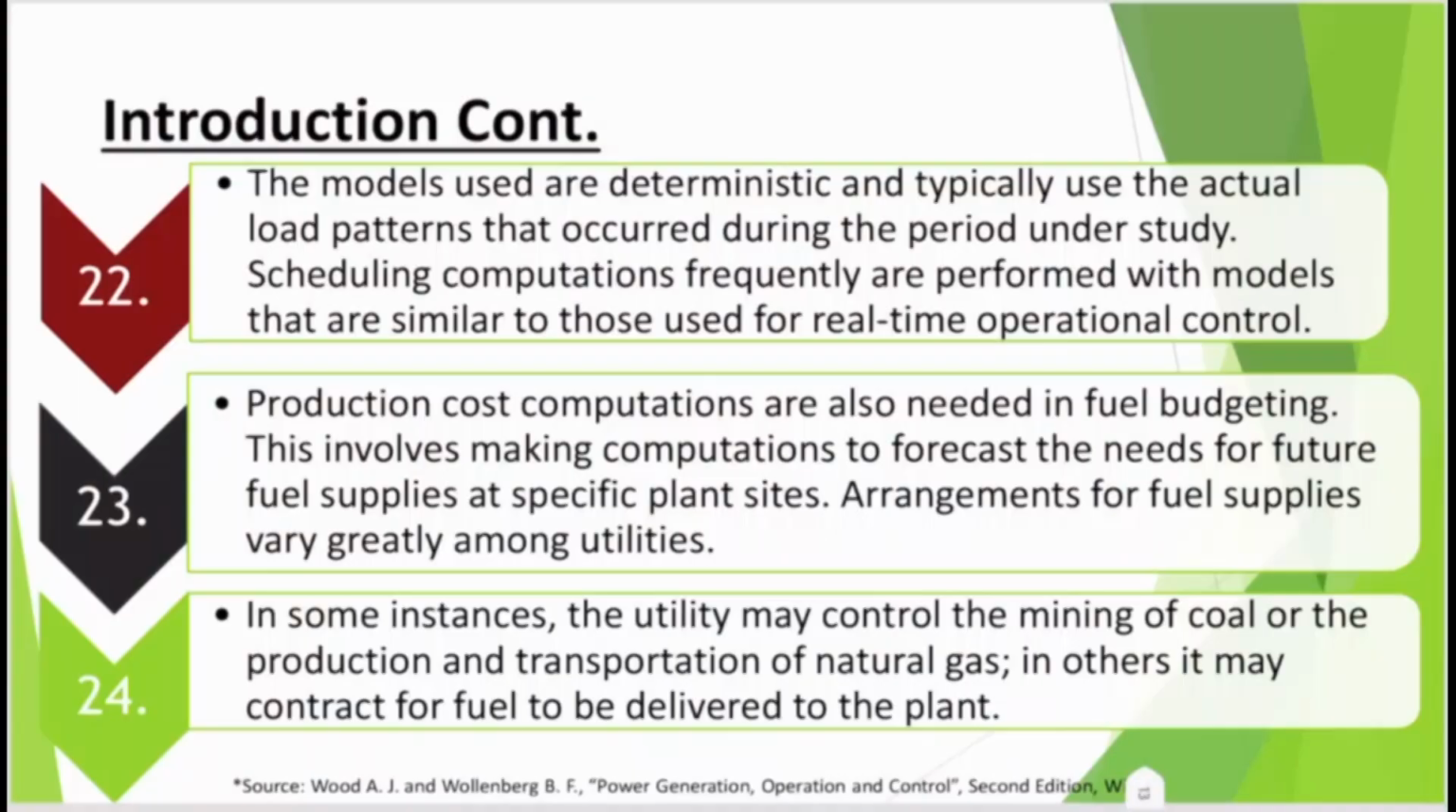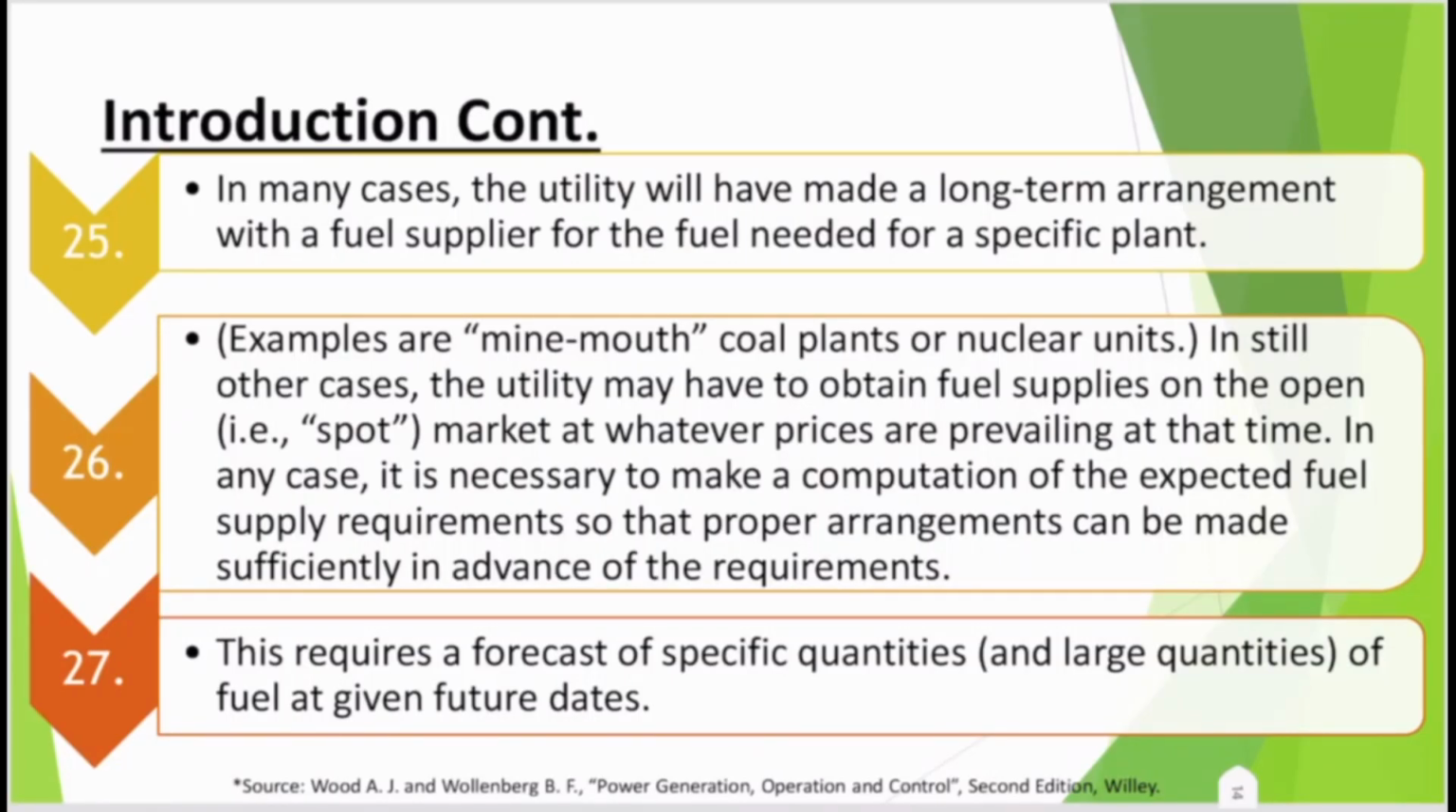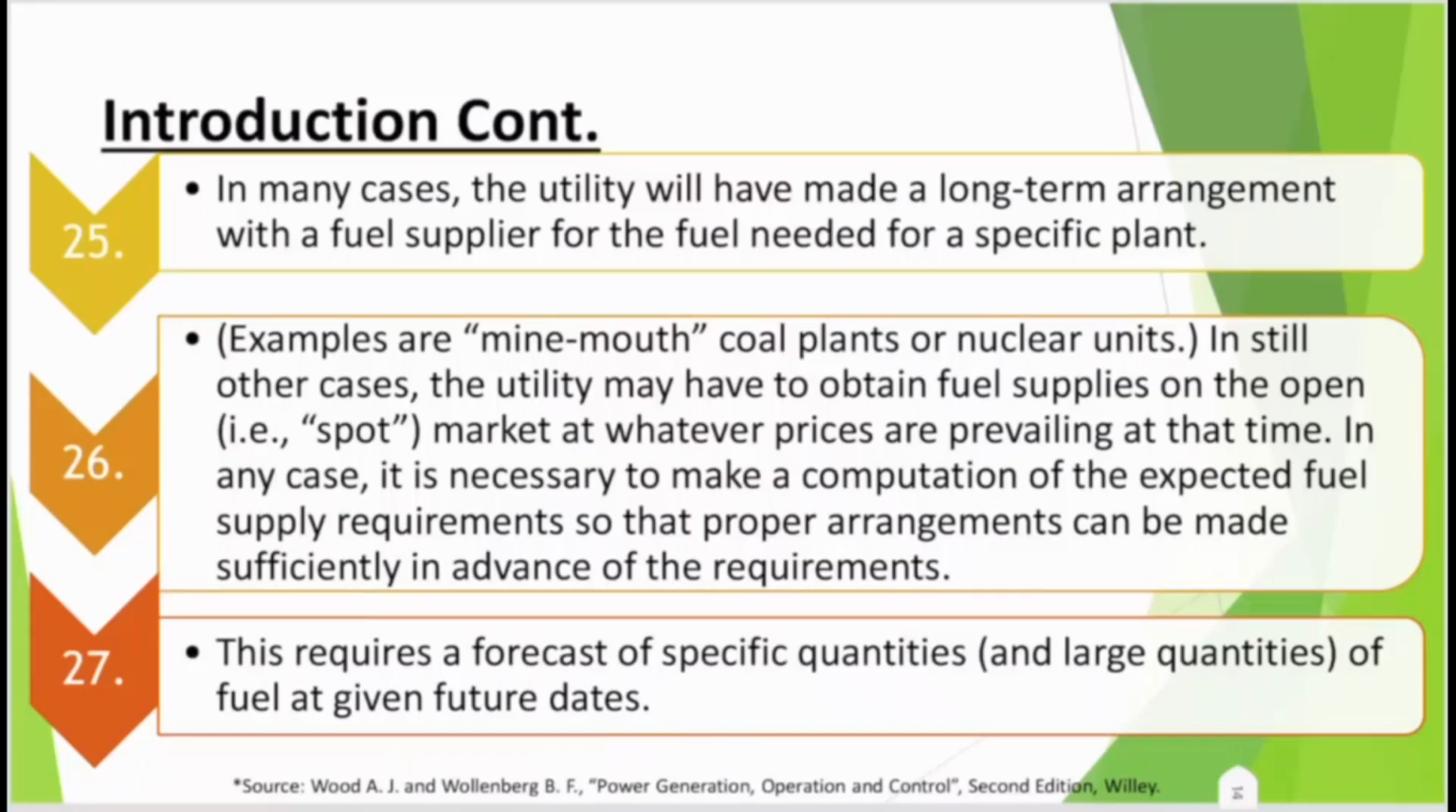In some instances, the utility may control the mining of coal or the production and transportation of natural gas. In others, it may contract for fuel to be delivered to it. So the cost of fuel is very, very difficult to predict. In many cases, the utility will have made a long-term agreement, maybe a cost of rupees X for 1 year, so that you are not exposed to variation in prices from market behaviors, with a fuel supplier for the fuel needed for a specific plant. Examples are mine mouth coal plants or nuclear units.